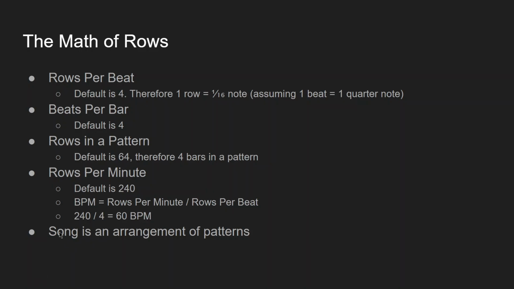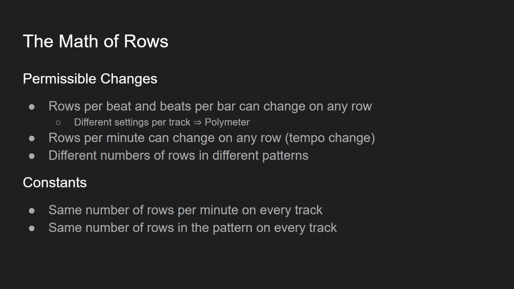So we have these things called patterns, which is kind of like one sheet on a spreadsheet, and then you've got a song, which is an arrangement of various patterns. So what kind of changes are we allowing our users to make as the song progresses? I'm going to let people change the number of rows per beat and the number of beats per bar. You can just change that at any time, and you can even have different values on different tracks.